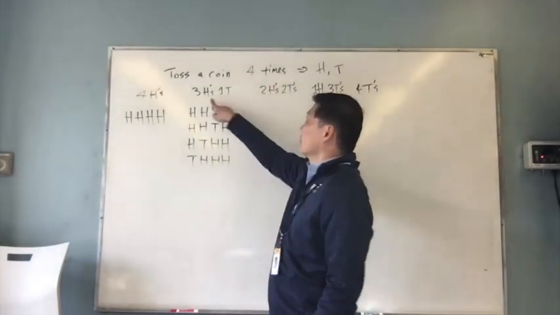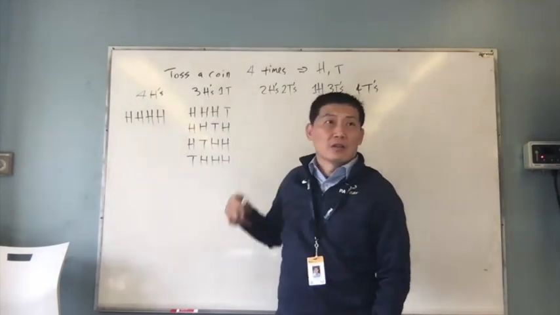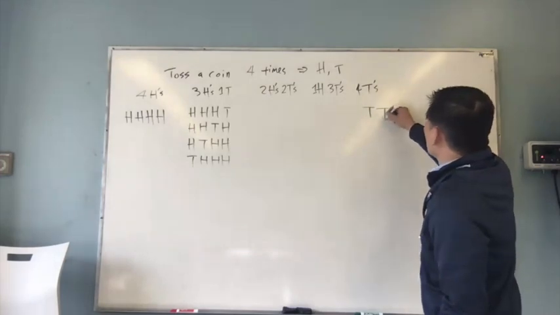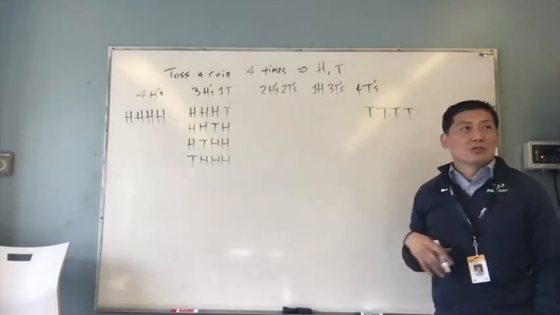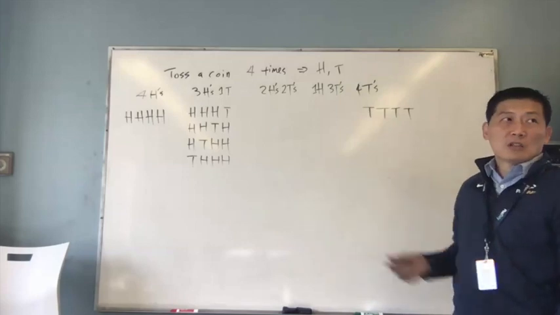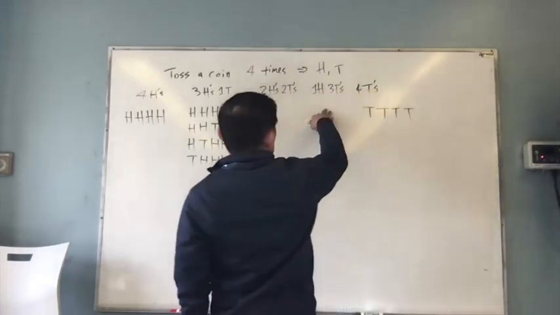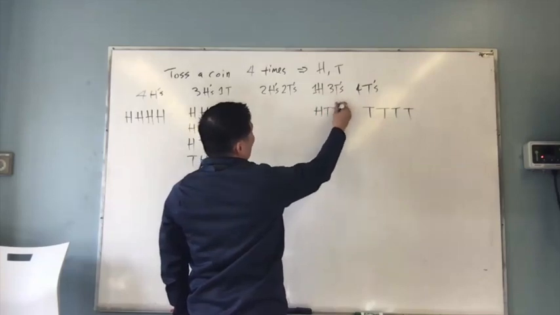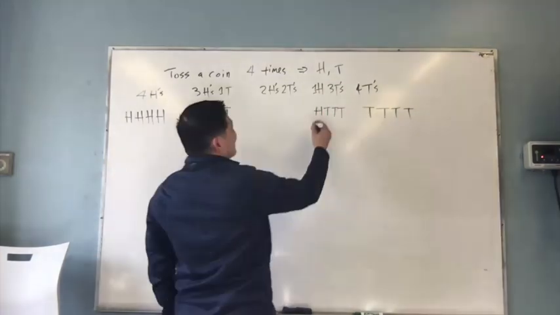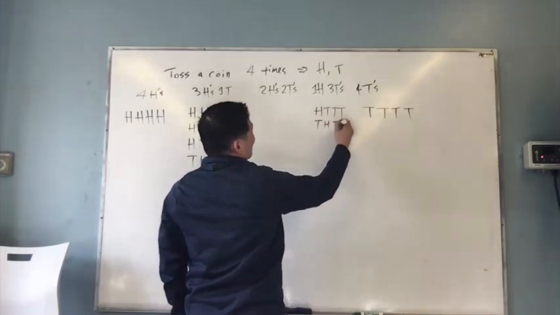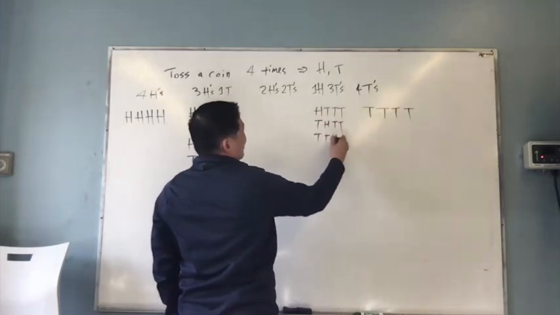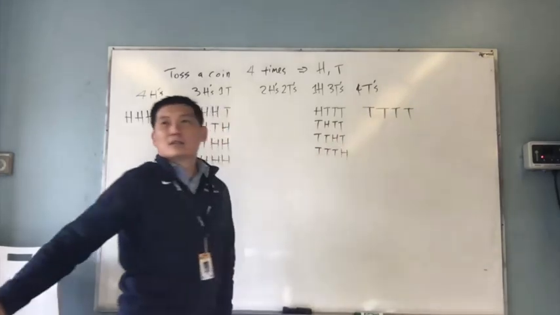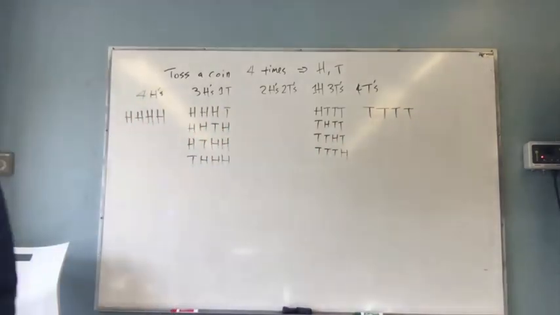This is a 3 heads and 1 tail scenario, right? We can also have the 4 tails: tail, tail, tail, tail. That one's easy, so we got it. Now we can also get the 1 head, 3 tail situation, right? So we can have head, tail, tail, tail, or tail, head, tail, tail, or tail, tail, head, tail, or tail, tail, tail, head. So far, so good?